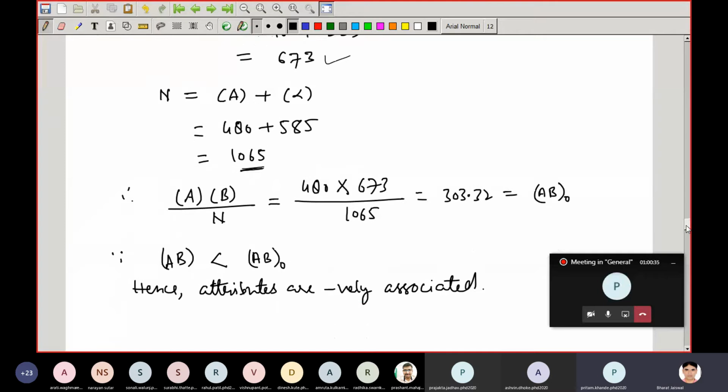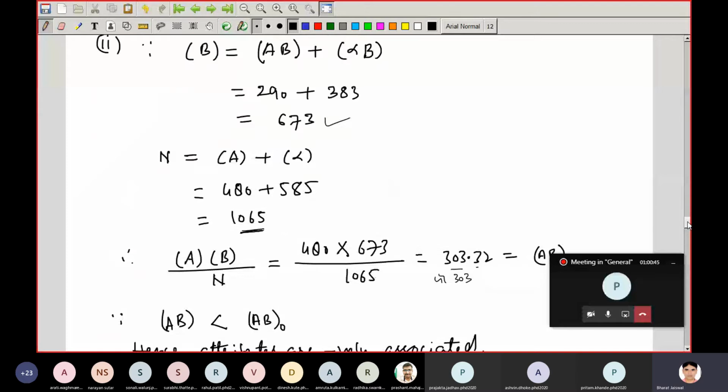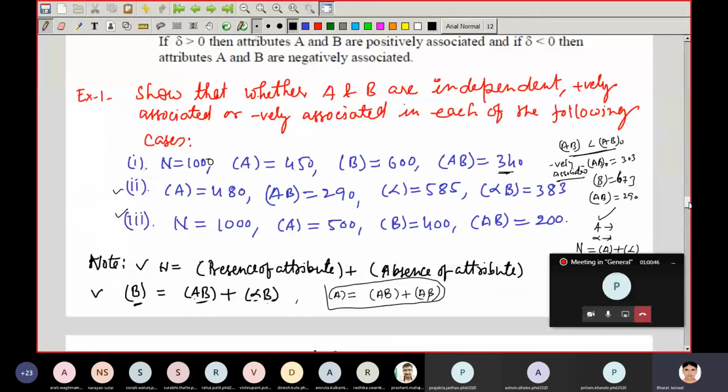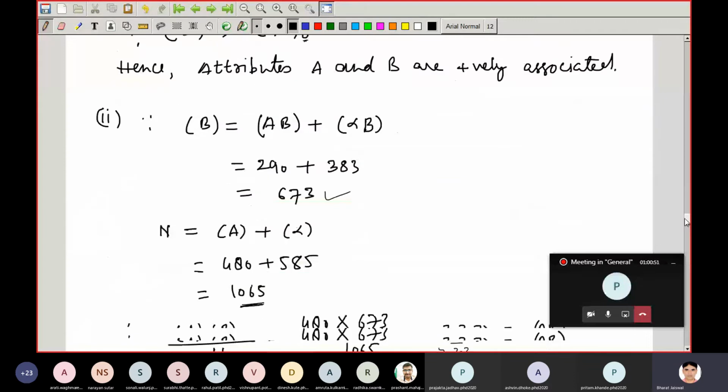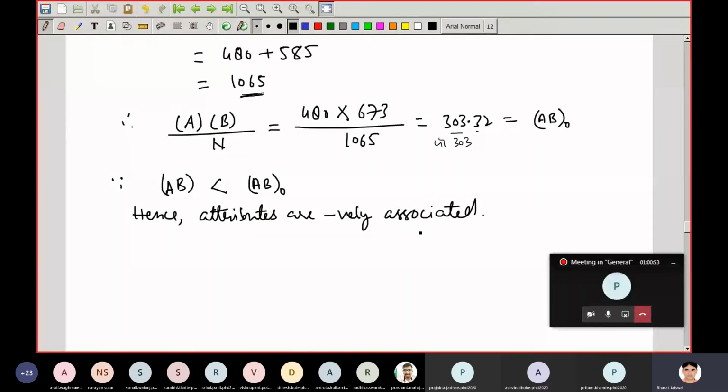Now let us calculate AB over naught. AB over naught is 303.330. So approximately we can take it 303. Okay. Now AB is what? What is the value of AB? AB value is 290. So AB is less than AB over naught. So it is negatively associated. Getting?